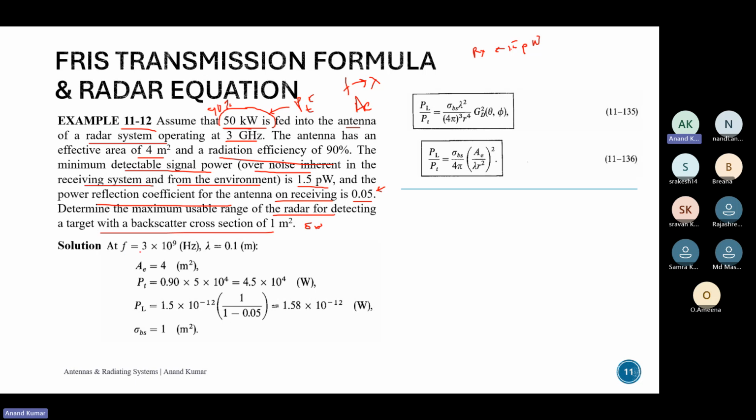So for 3 gigahertz, we have lambda as 0.1 meter. We have the effective area. The transmit power is 90% of 5 kilowatt, which is 4.5 kilowatt. We're given the minimum power that has to be received at the load is 1.5 picowatt. But again, there is some mismatch at the load, so we have to take into consideration that as well. So we are given that the power reflection coefficient is 0.05.